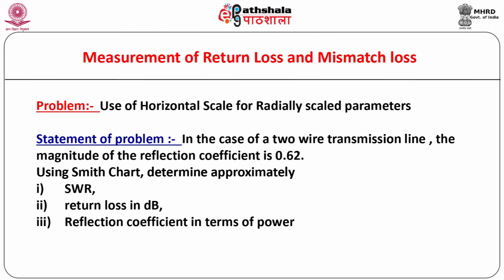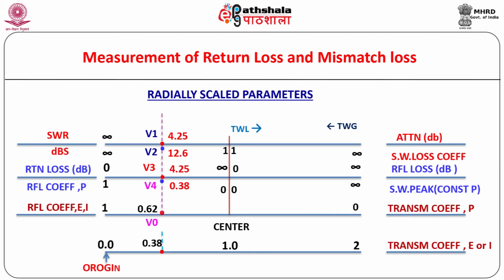The first problem reads as shown. Obviously, we have to make use of the horizontal scales to the left on the center line. Let us have a look at these scales. The scale for reflection coefficient. On this scale marked with RFL coefficient E or I, find the number 0.62. Let V0 be the corresponding point on this scale. Through the point R, draw a line perpendicular to the horizontal scales.